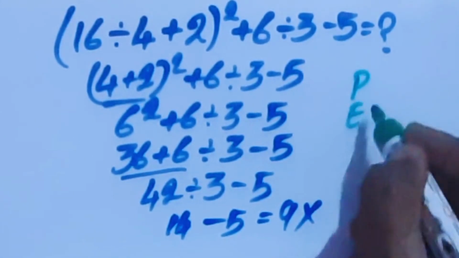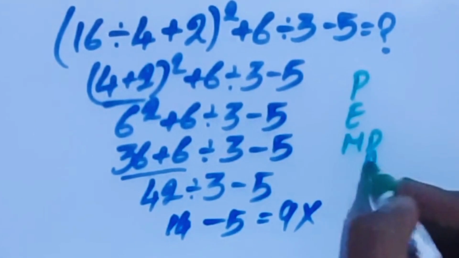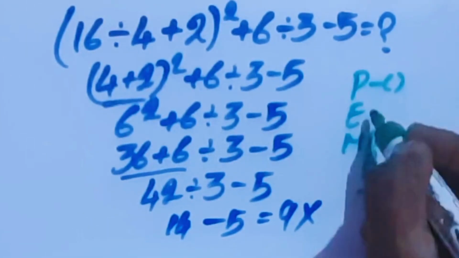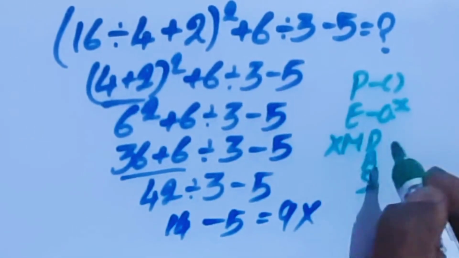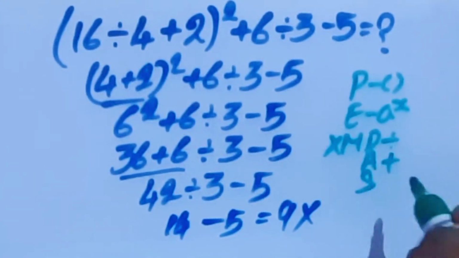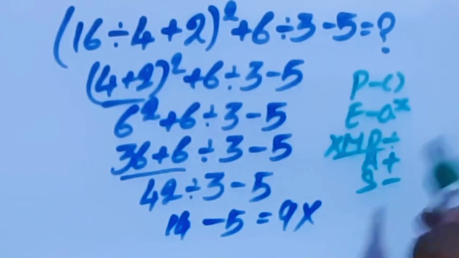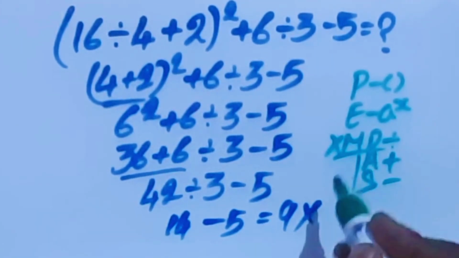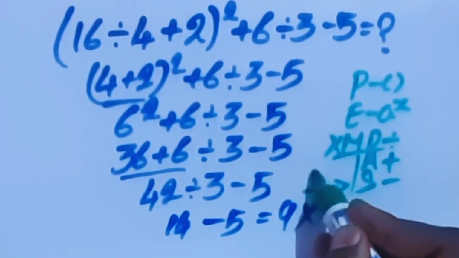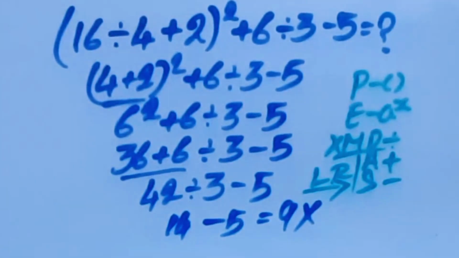Here we are going to introduce this PEMDAS rule from order of operation. This is a bracket, higher priority, this is exponent. M stands for multiplication, D stands for division, A stands for addition, S stands for subtraction. Here multiplication and division are equal priority. Also addition and subtraction are equal priority. For this equal priority, we are going to introduce another rule called left to right.